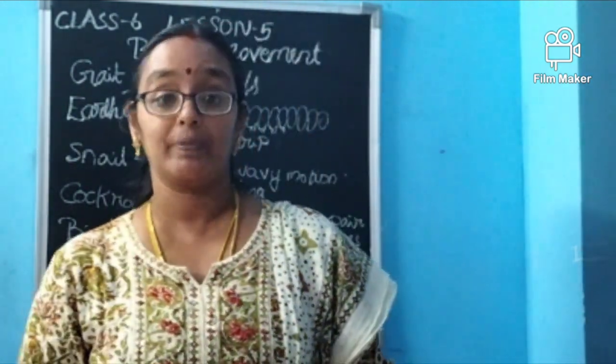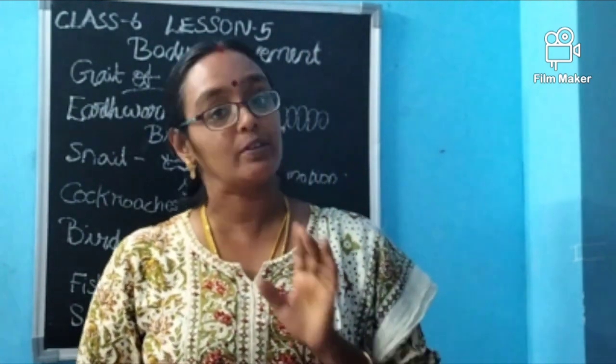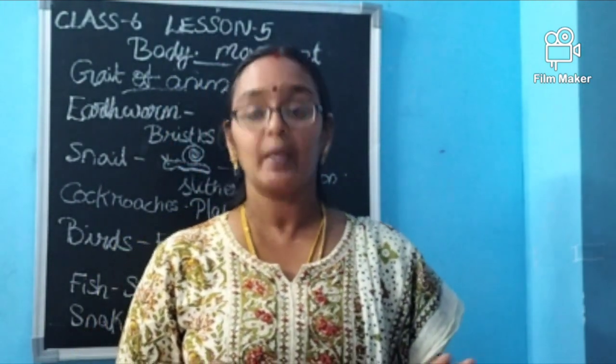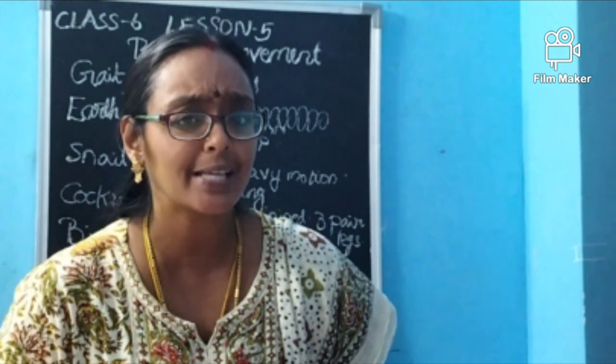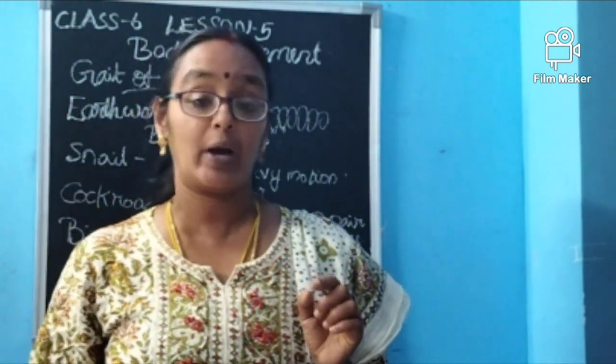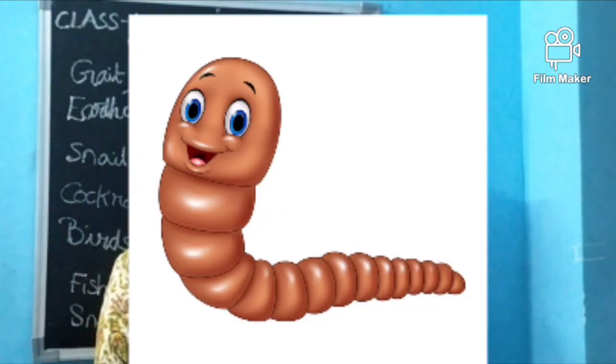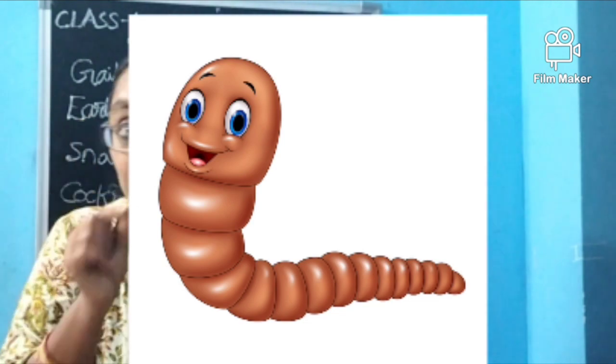First one, earthworm. How will the earthworm move? You know, the earthworm has no bone. Bone is not there for the earthworm. But still movement is happening. How is the movement happening? We know the earthworm has some ring-like structures. If you have seen an earthworm in the garden, just have a look at it. We can see there are rings on their body.